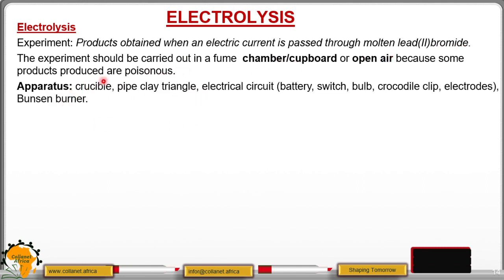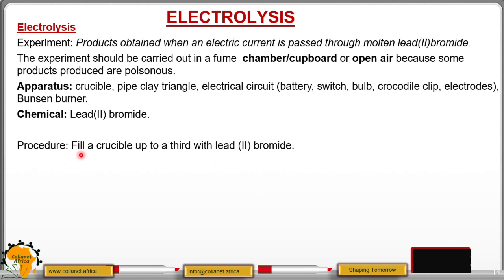Apparatus include a crucible, a pipe-clay triangle, and an electrical current source, that is, you have a battery, a circuit, a bulb, crocodile clips, and electrodes, which now constitute the electrical circuit. Then you have the Bunsen burner to melt the lead(II) bromide. The chemical required is lead(II) bromide. Procedure: fill a crucible up to a third with lead(II) bromide.